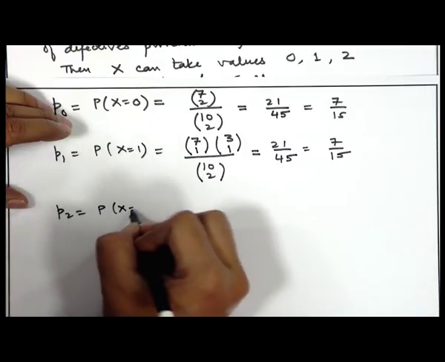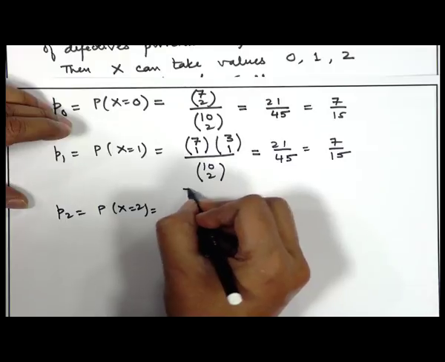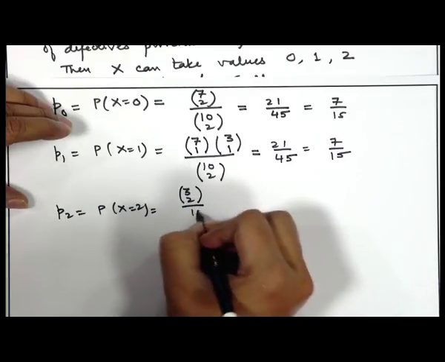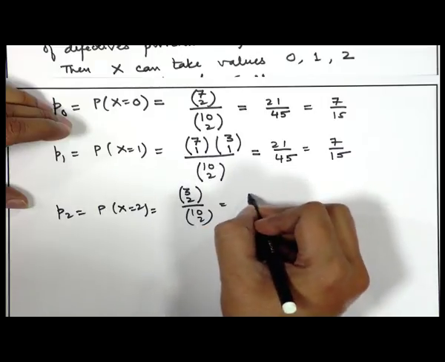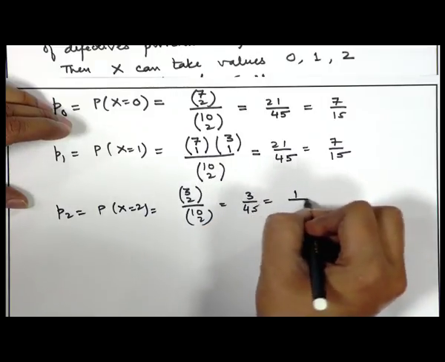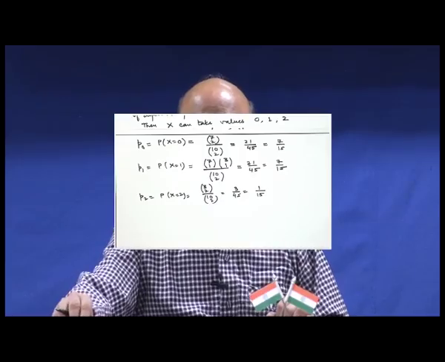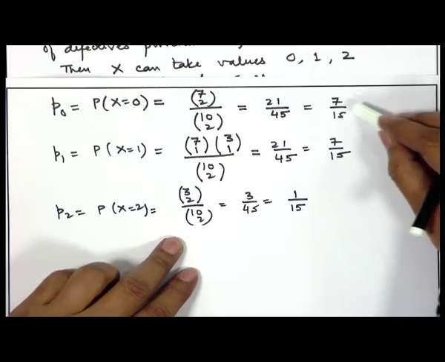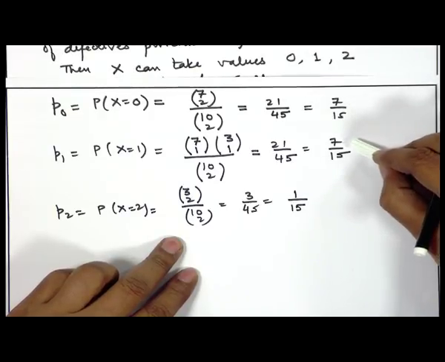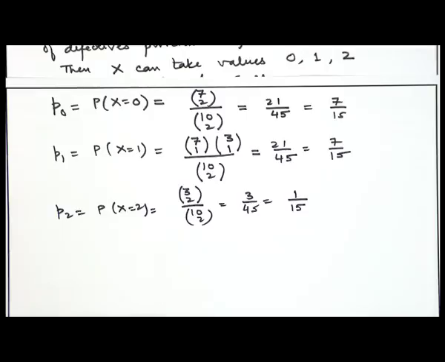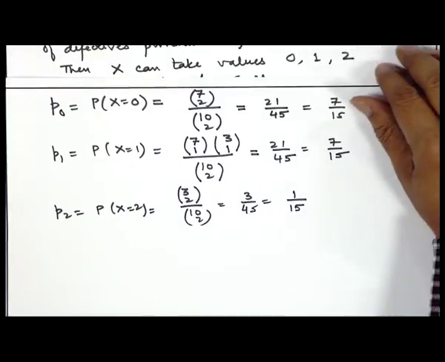This is also 7 by 15, and P2, that is the probability that x equal to 2, that means he got both the defective ones. So, 3C2 divided by 10C2, that is equal to 3 by 45, that is equal to 1 by 15. This is the probability distribution of the number of defectives. You can see here 7 by 15 plus 7 by 15 plus 1 by 15, the sum is equal to 1. So, this is a valid probability distribution of the discrete random variable x, which is defined as the number of defectives in the purchase by the customer.